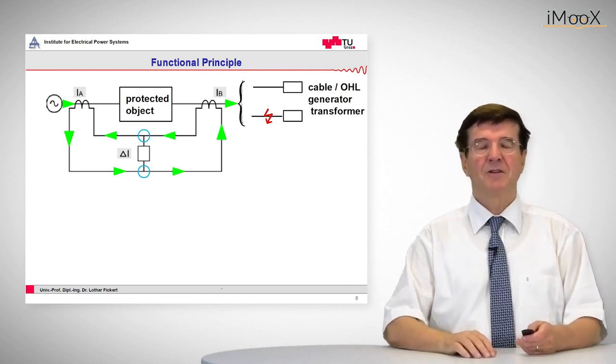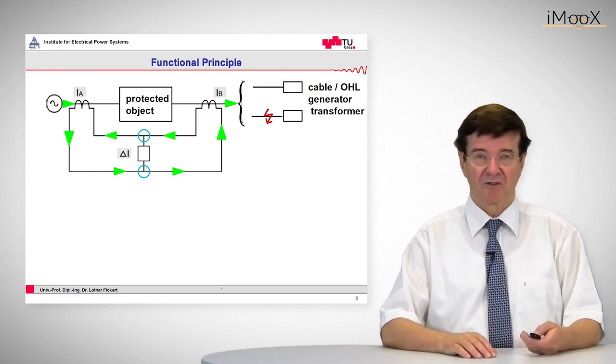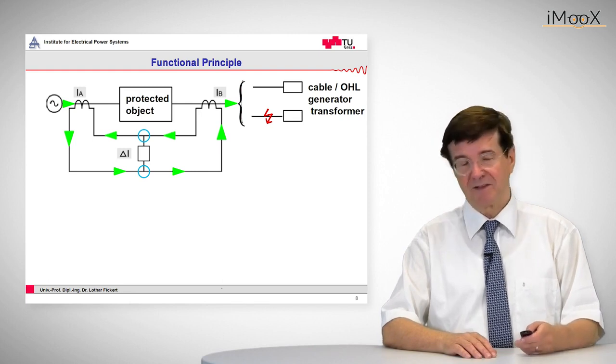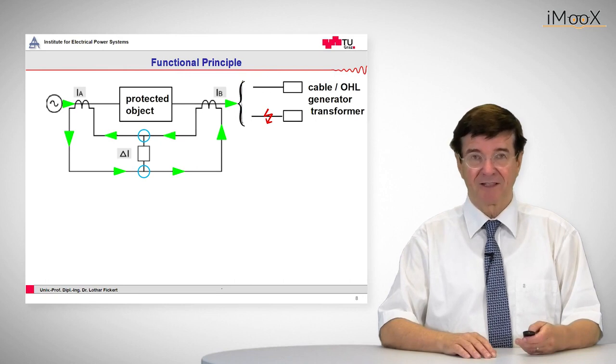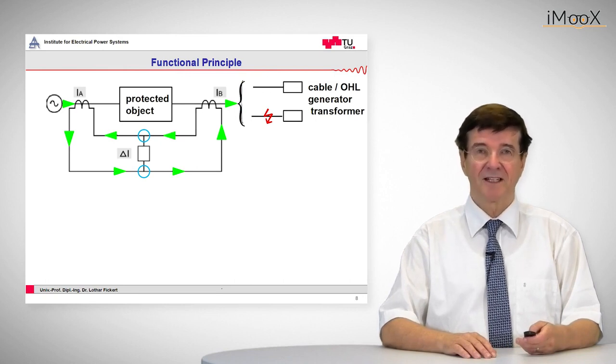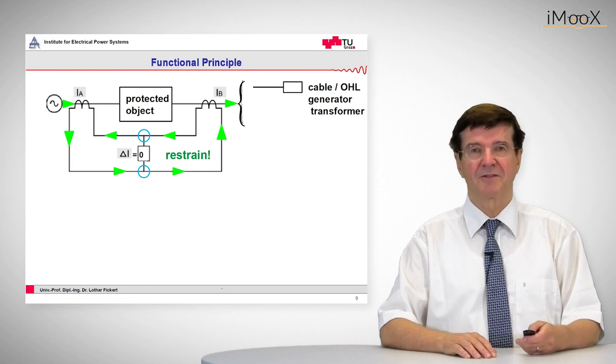So that means if we look at this connection point of the differential current measuring unit, we see that what goes in, goes out. And now let's see what happens to the current differential sensing unit. The current that goes into the left side is the same as the one that leaves at the right side. So the difference is zero and we have the so-called restraint condition.